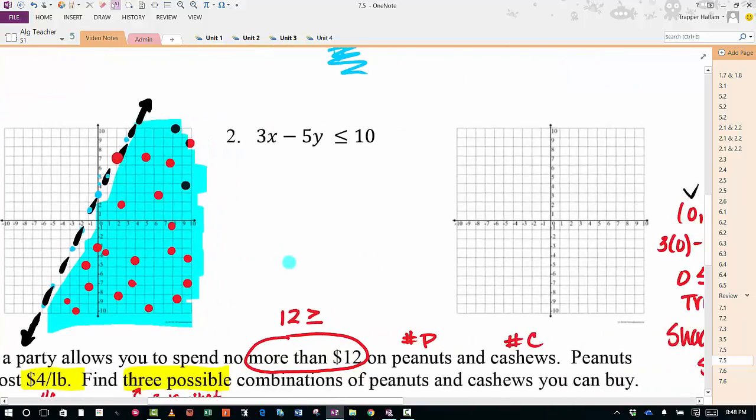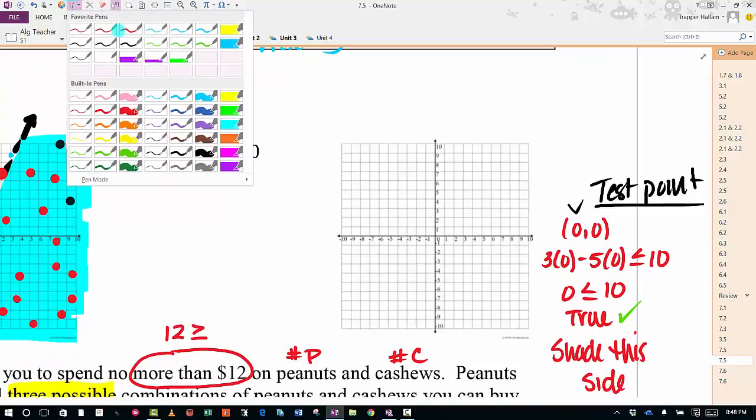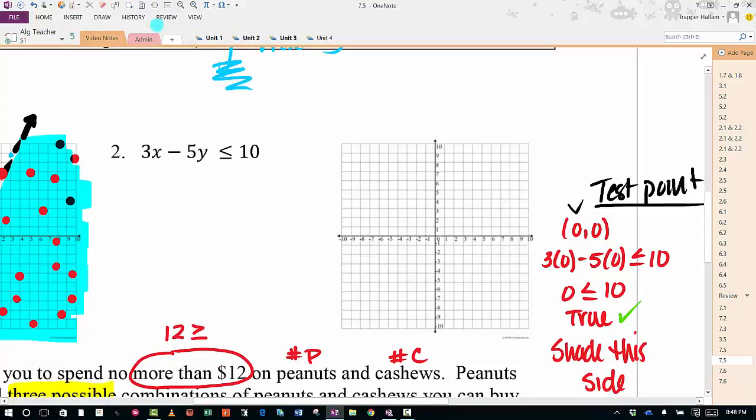Excellent. Let's do this one over here. In this particular case, it's in standard form. Does that mean anything different? No, it just means we're going to graph from standard form. And with standard form, you can change the form. There's nothing wrong with that. I'm going to go ahead and make my little table, right?